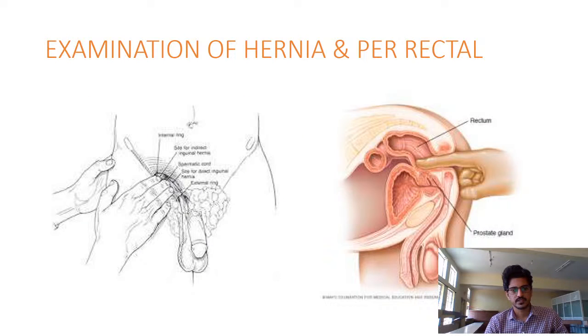And to complete the examination of the abdomen, you have to examine for any hernial orifices and genitalia, and rectal examination. Basically we don't do rectal examination in children unless it is required.